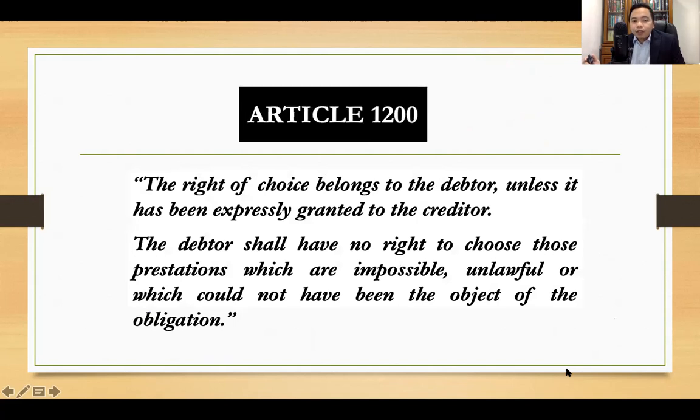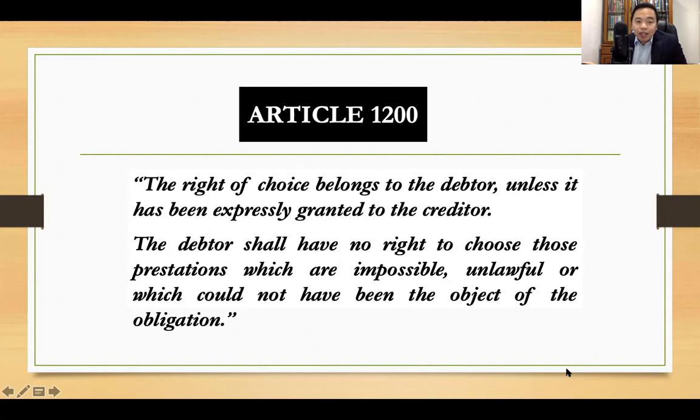Let us go to Article 1200. The right of choice belongs to the debtor unless it has been expressly granted to the creditor. So the right to make the choice belongs to the debtor unless it has been expressly granted to the creditor. So in case the obligation is silent as to who will choose the prestation in the alternative obligation, then the presumption is that the right of choice belongs to the debtor.